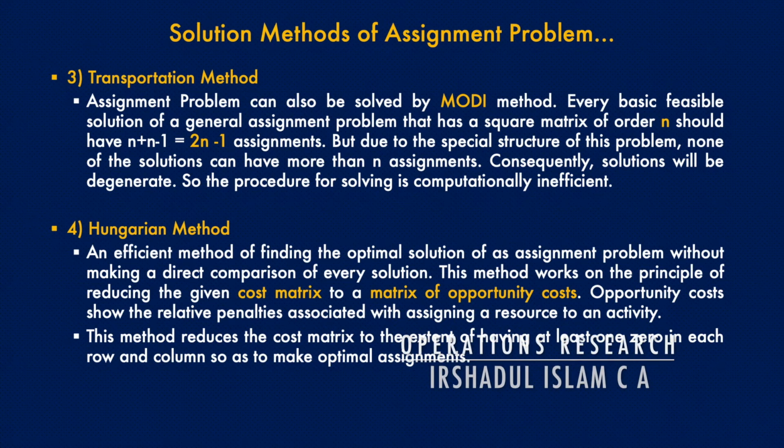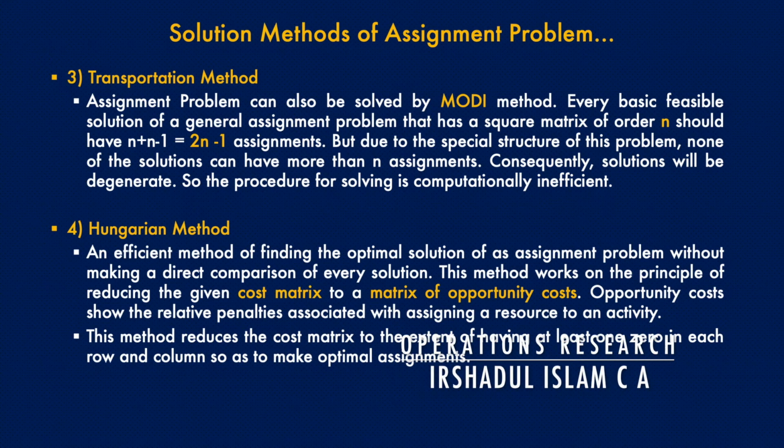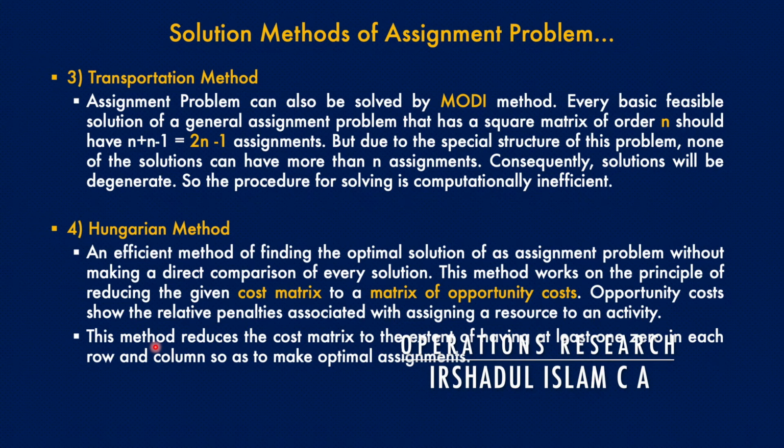This method works on the principle of reducing the given cost matrix to a matrix of opportunity costs. Opportunity costs show the relative penalties associated with assigning a resource to an activity. This method reduces the cost matrix to the extent of having at least one zero in each row and column so as to make optimal assignments. So this is an efficient method. So we will go deep into this area for solving assignment problem.